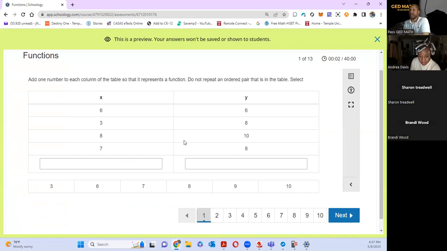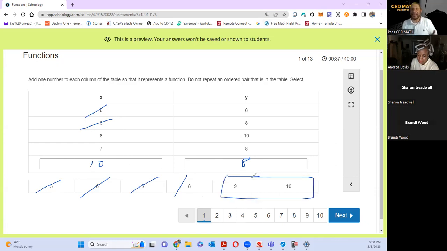Add one number to each column so that it represents a function. Do not repeat an ordered pair that is in the table. Okay, so what number should I put as the X value? You got 6, 3, 8, and 7. And what can I put for Y? You can put anything, it doesn't matter. But what you realize is it can't be a 6 as X, because my X's can't repeat. It can't be a 3, it can't be an 8, it can't be a 7. So I could put 9 or 10 as X. Then I could put anything for Y.